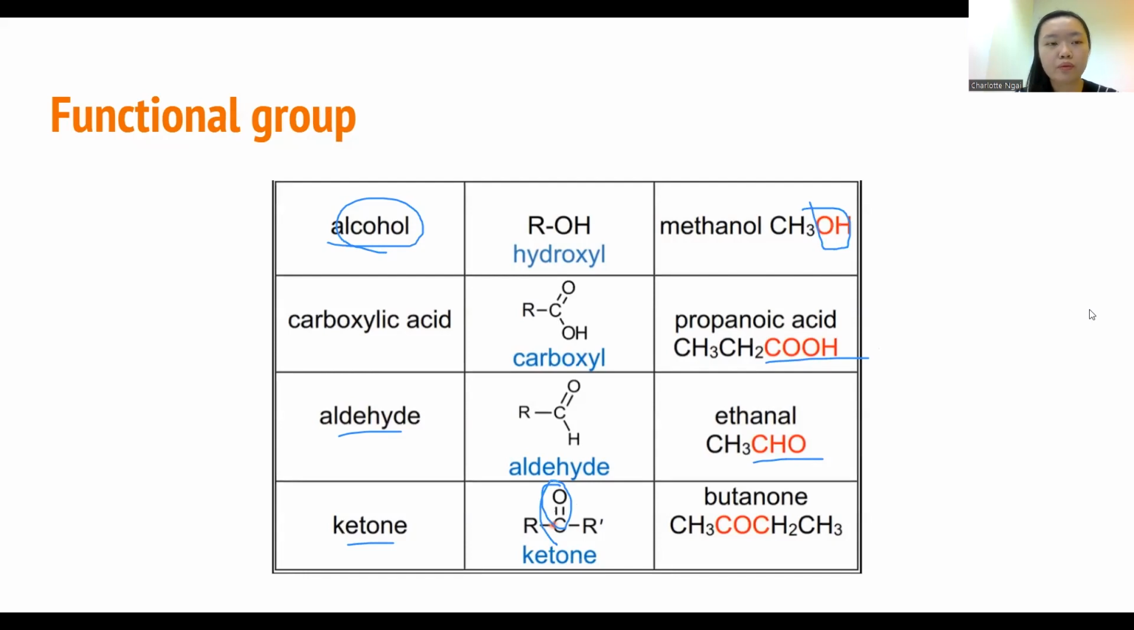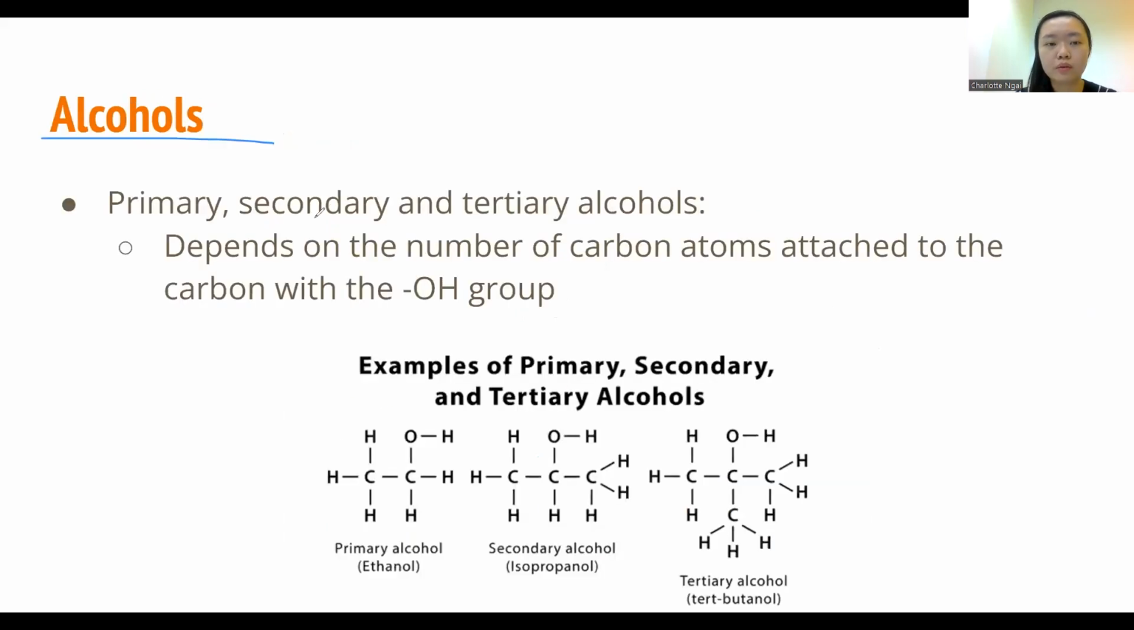The next part, I want to focus on alcohols. We have primary, secondary, and tertiary alcohols. How to identify whether the structure is a primary, secondary, or tertiary alcohol depends on the number of carbon atoms attached to the carbon with the OH group. So now let's take a look at some examples here.